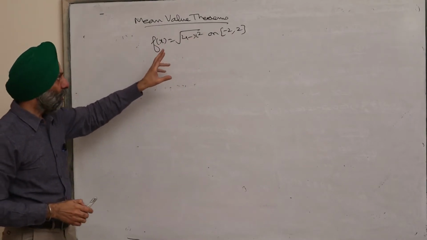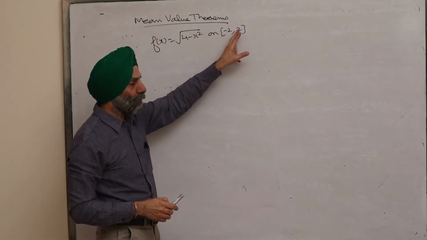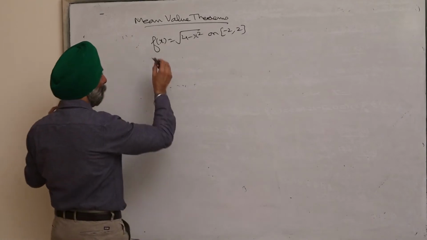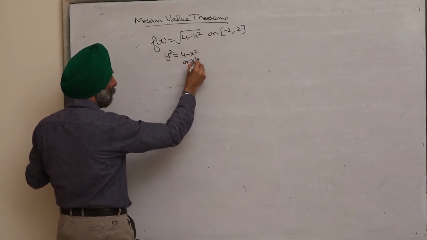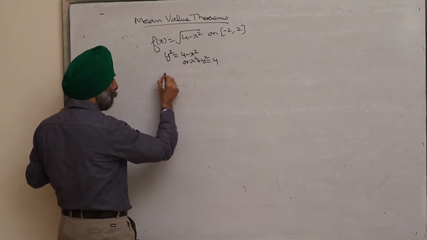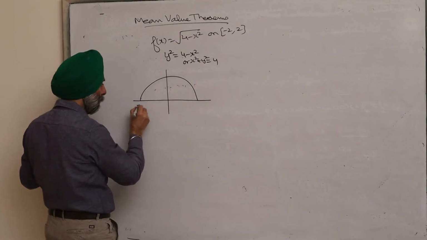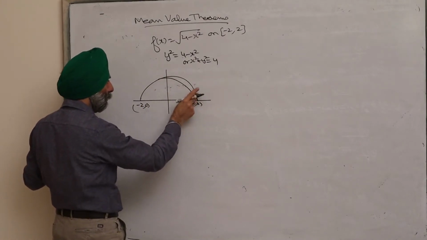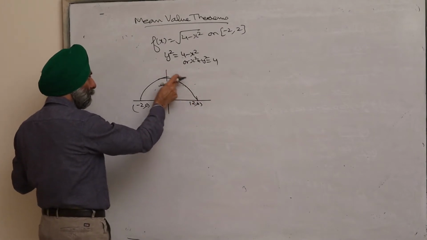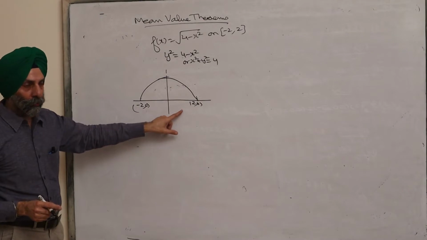When it is defined, you can see that it is continuous in the closed interval minus 2 to 2 here. Now y square is equal to 4 minus x square, or x square plus y square is equal to 4. I can show you that it's a circle and it is the upper part of the circle, that is minus 2 to 2 here. Now you can see here this function is continuous in the closed interval minus 2 to 2.